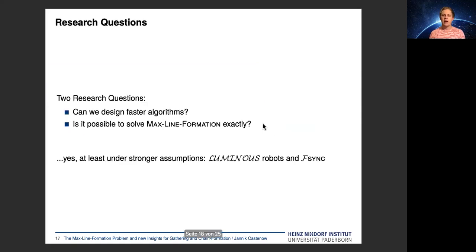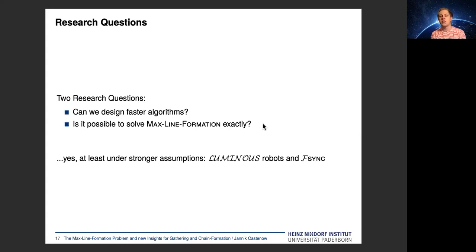Okay, starting from the OBLOT algorithm here, we have two research questions. First of all, can we design faster algorithms? And secondly, is it possible to solve max line formation exactly and not only converge to the optimal configuration? The answer is yes, but under stronger assumptions.